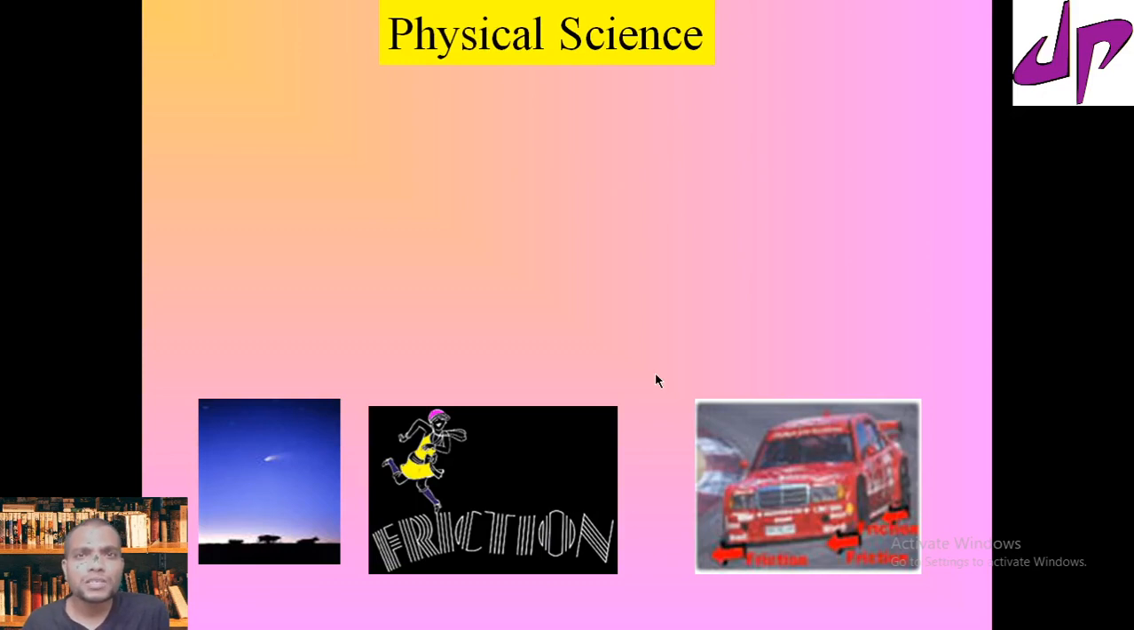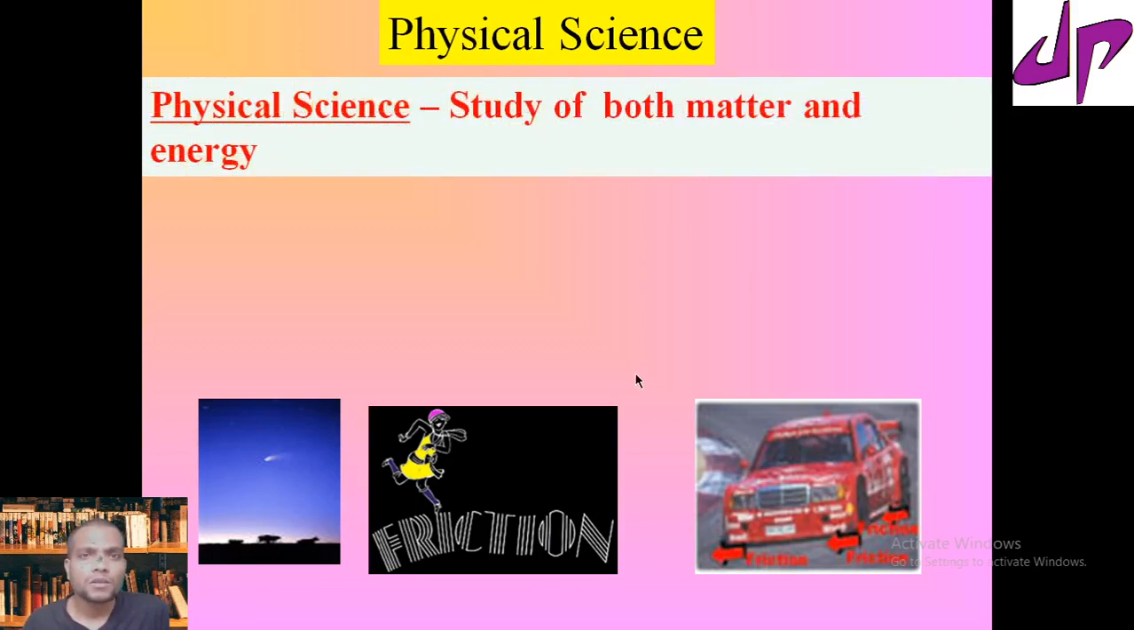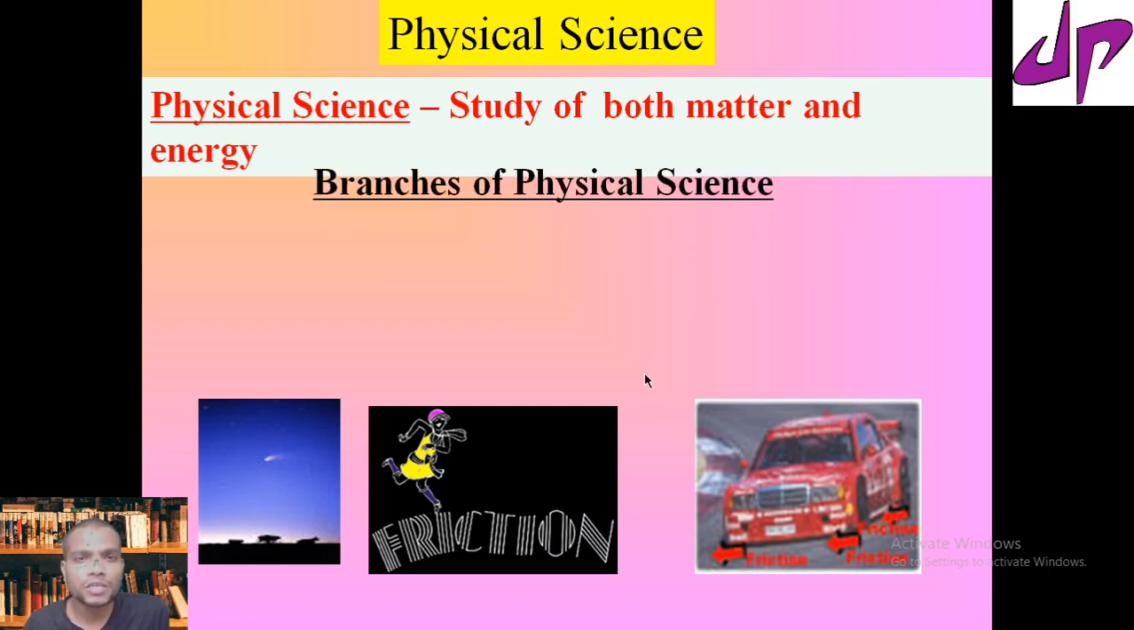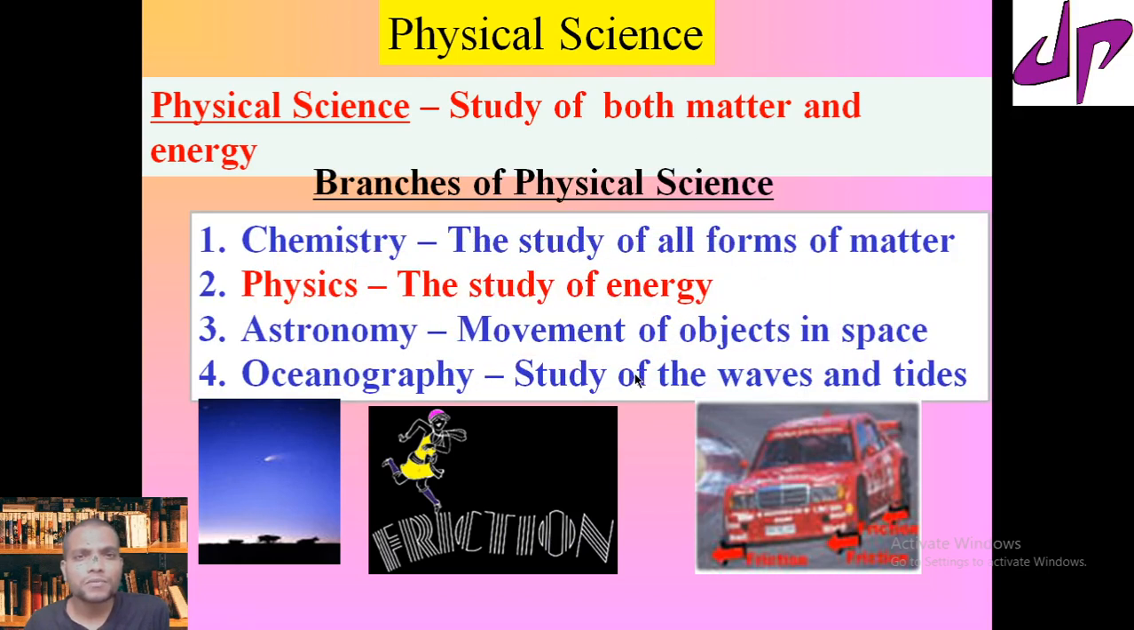But when it comes to physical science, it is the study of both matter and energy. That's what we deal with in physics in the first place. Chemistry itself comes under the physical science, and physics itself is the study of energy, and also astronomy, oceanography. So these are different branches of physical science.